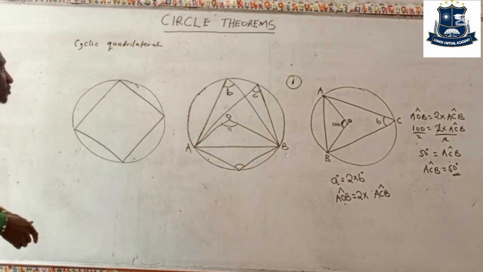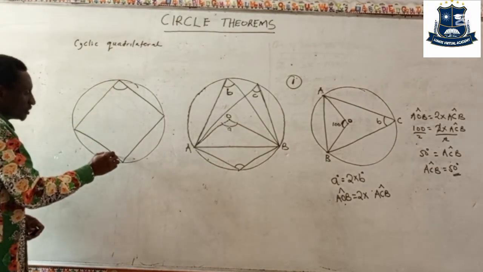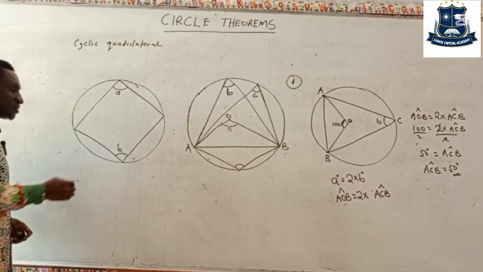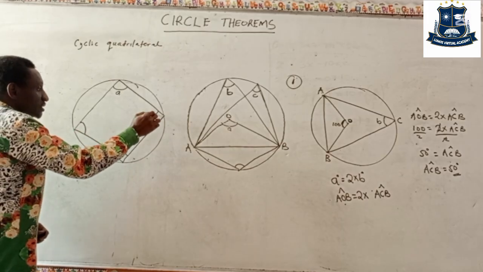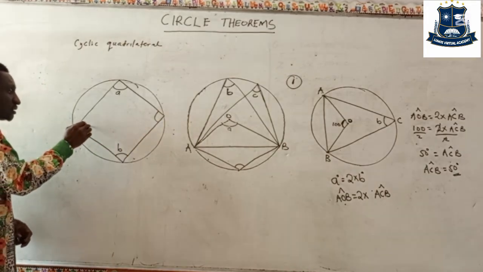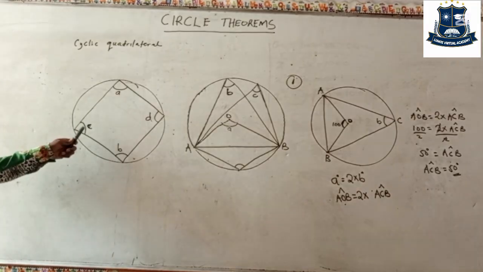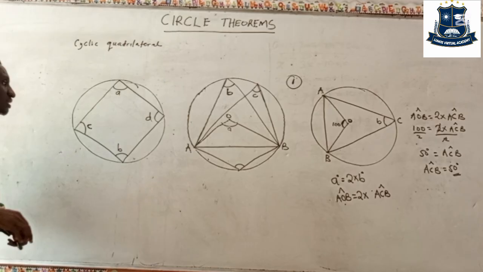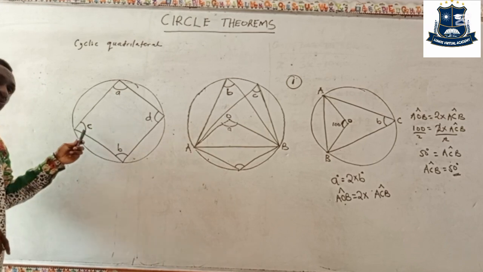Now we have a theorem that tells us that in this quadrilateral, you can see this side is opposite to this side. So if I call here A and I call here B, A is opposite to B. And then you can also observe that this side is opposite to this side. So if I call here C and here D, that will mean that C is opposite to D. So A is opposite to B and D is opposite to C.